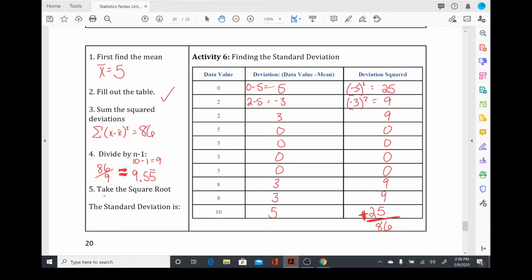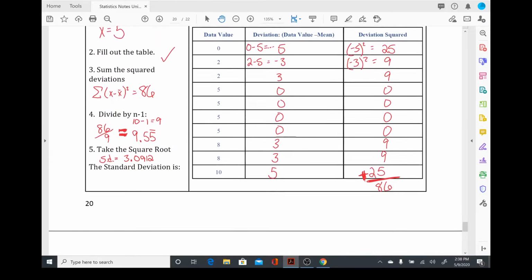Now I'm definitely rounding. So standard deviation is equal to 3.0912. And we're going to take things out to the 4th decimal place in this class. That is the standard deviation.